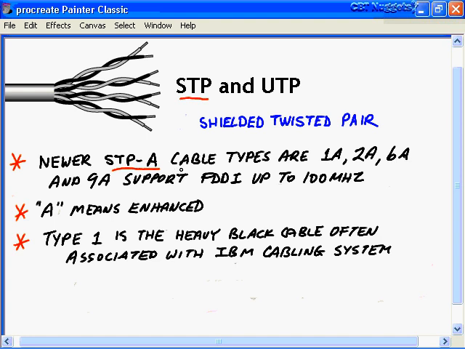A means enhanced. It's STP-A cable 1A, 2A, 6A, and 9A that can support FDDI networks, FDDI topology, remember the double ring, up to 100 megahertz networking. If we think about STP cable, the type 1 cable is really that heavy black cable that's most often associated with the IBM cabling system and used in token ring networks.